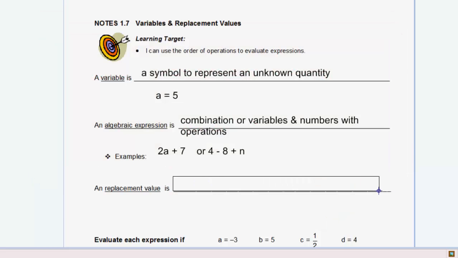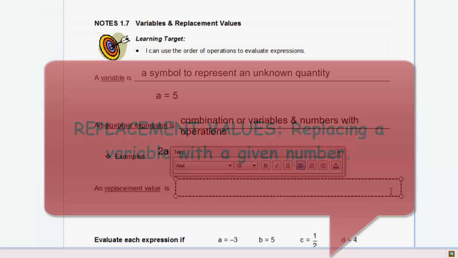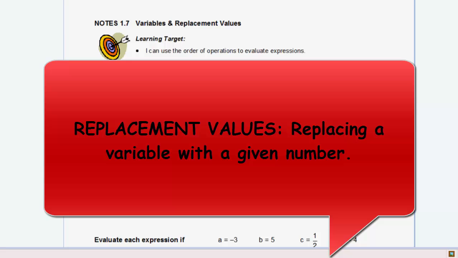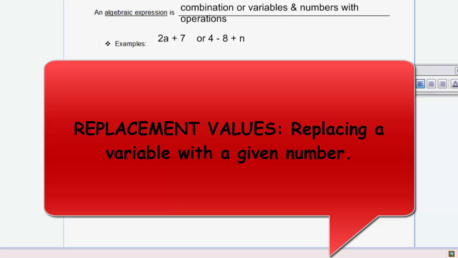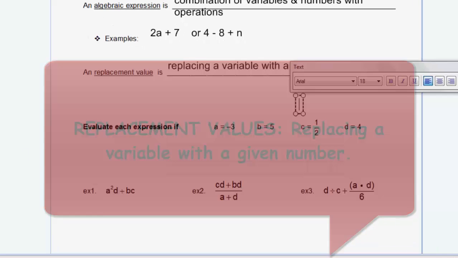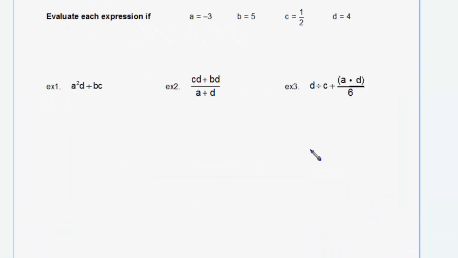And then what we're going to be talking about today is this replacement value. So this just means replacing a variable with a given number. Okay, and you're going to do this to simplify or solve an expression. So let's move into some examples here, and we're going to use our key up here at the top. We see A is equal to -3, B is equal to 5, C is 1/2, and D is 4. Those variables are going to stand for those numbers, and I'm going to replace them in the expressions below.